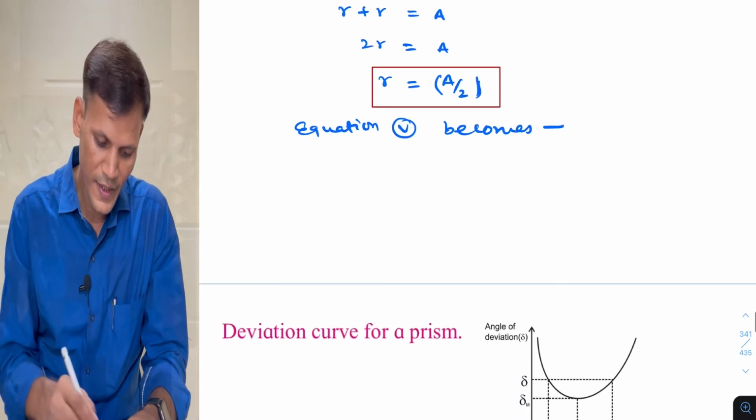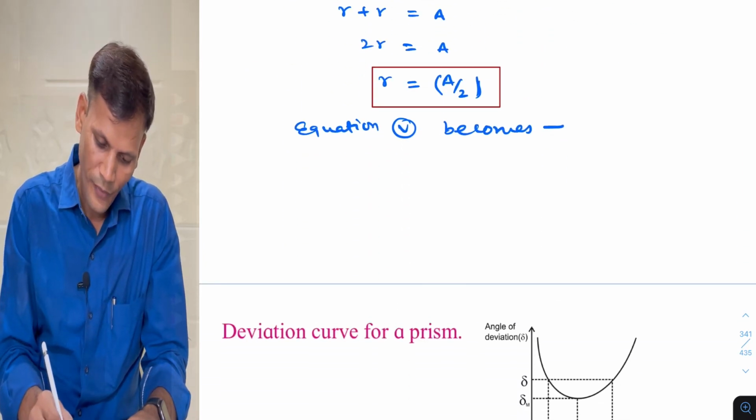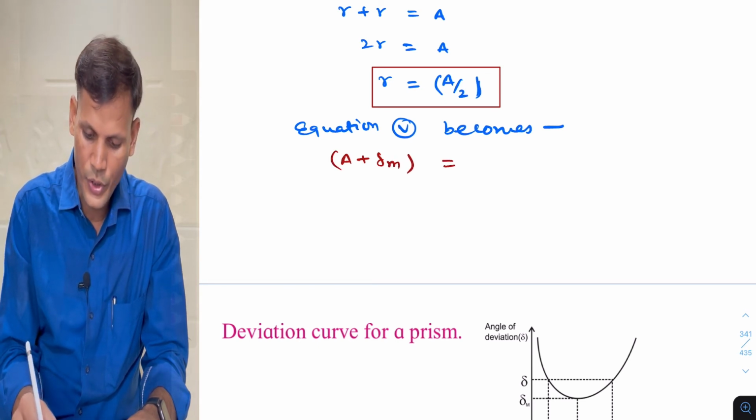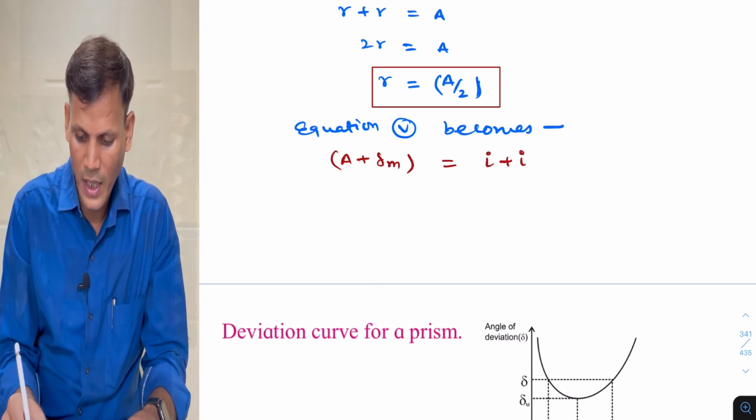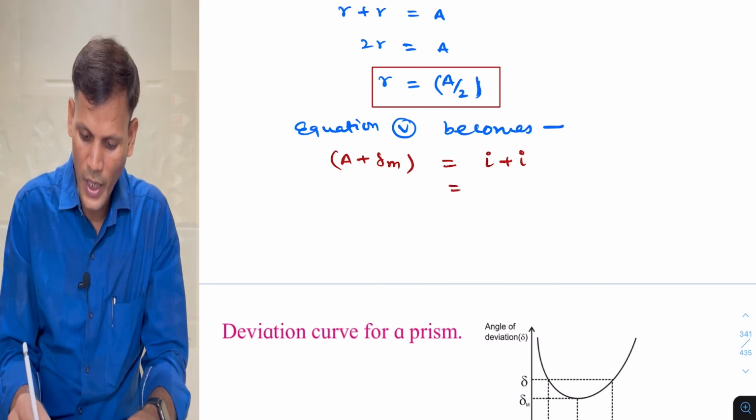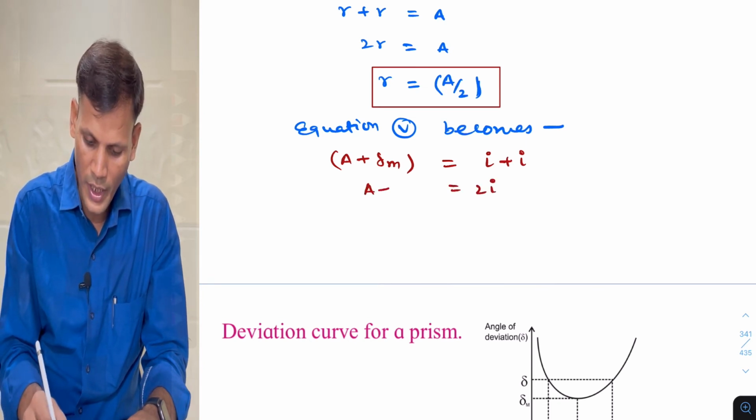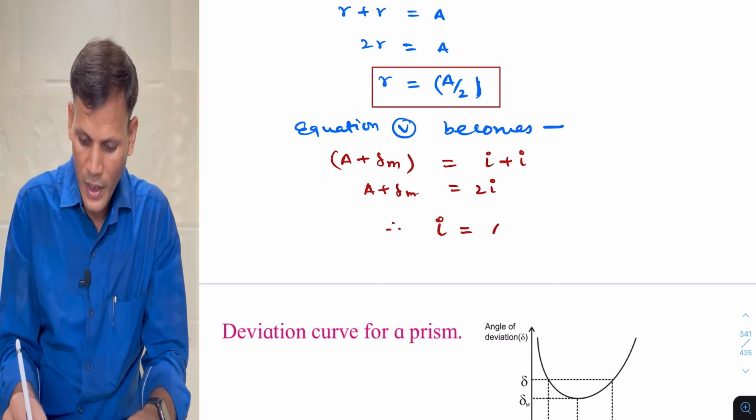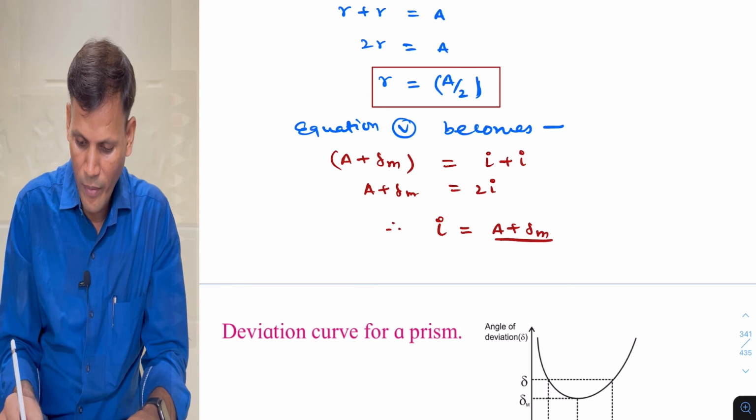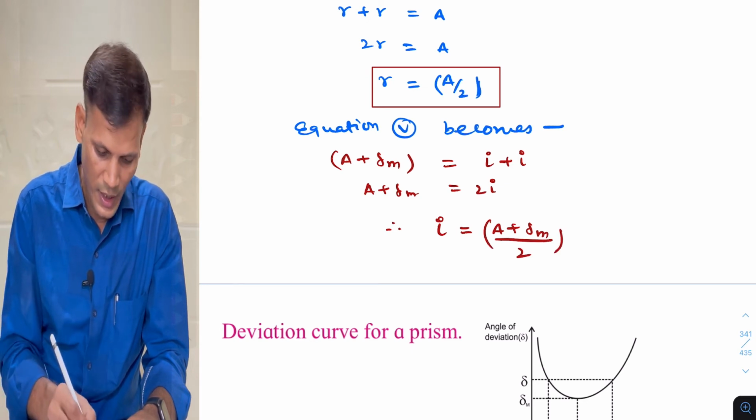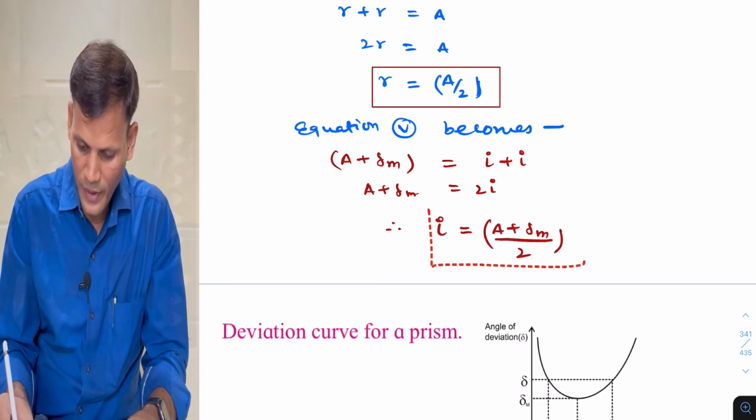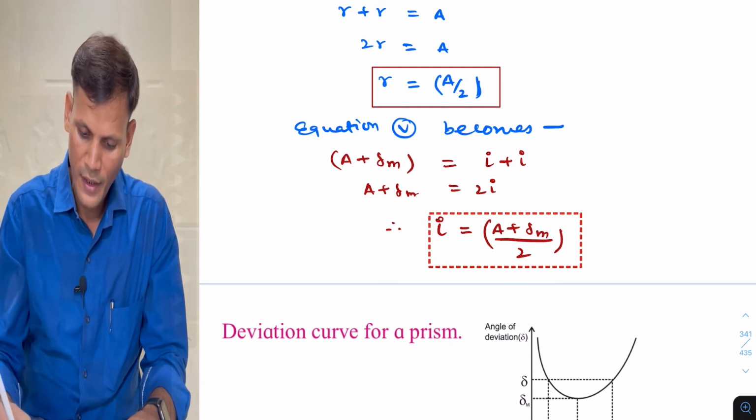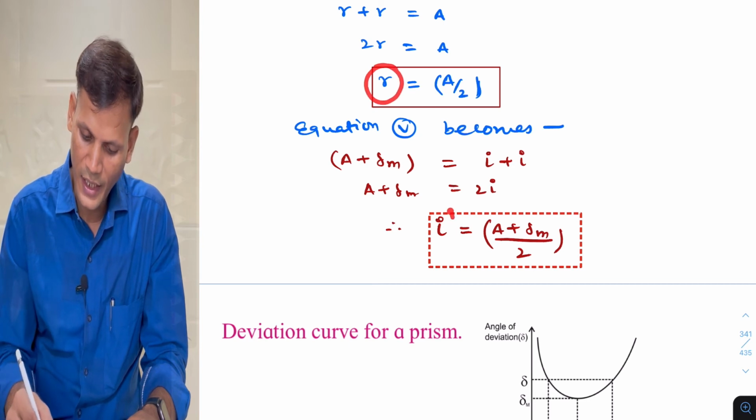So as I can say, equation 5 becomes A plus delta M is equal to I plus I. So it becomes 2I. So 2I is equal to A plus delta M. So I becomes A plus delta M by 2. This is the angle of incidence, I can say. Now we get two things, R and I.